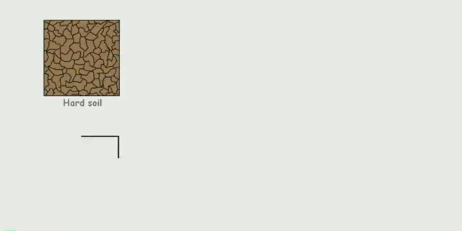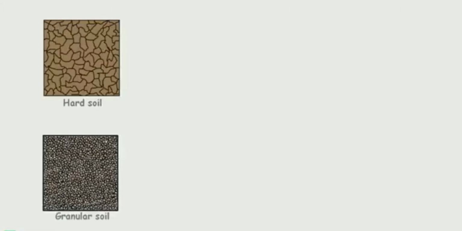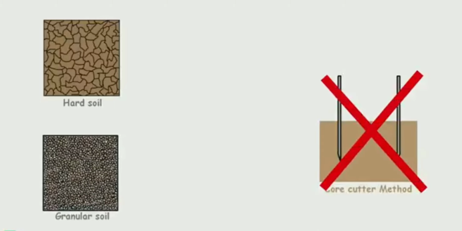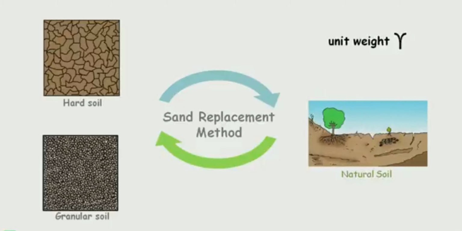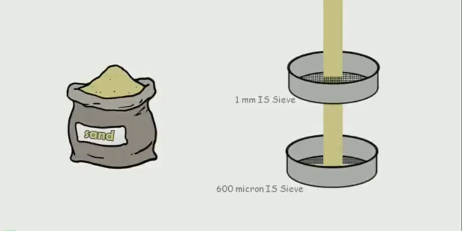Determination of field density of soil by sand replacement method. For soils such as hard soil or granular soil, where core cutter method cannot be applied, sand replacement method is used for determination of field density of soil. We will need a calibrating sand which passes through a 1 mm sieve.